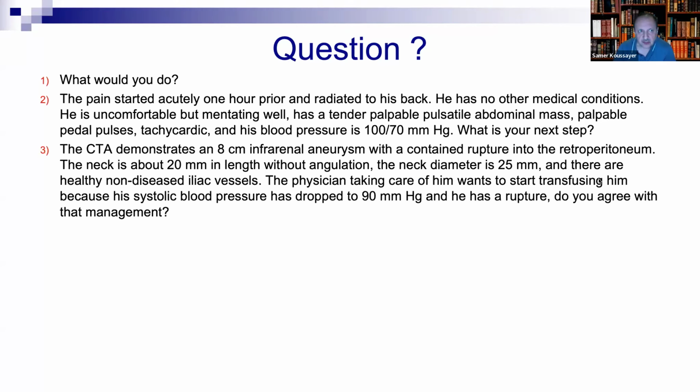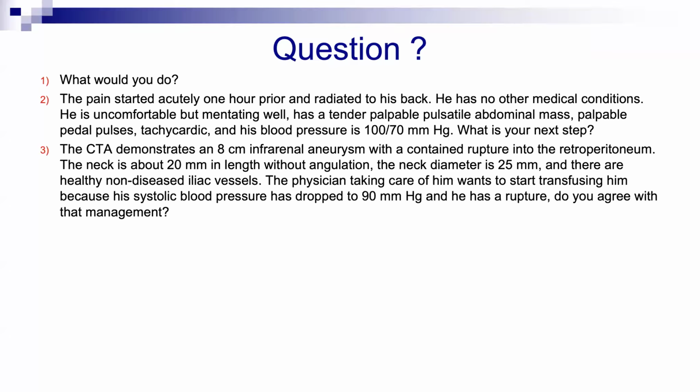Okay, the CT scan demonstrates an 8 centimeter infrarenal aortic aneurysm with contained rupture into the peritoneum. The neck is about 20 millimeters in length without angulation. Neck diameter is 25, and there is healthy, non-diseased iliac anatomy. The physician taking care of him wants to start transfusing him because his systolic blood pressure has dropped to 90. He has a rupture. Do you agree with the management?